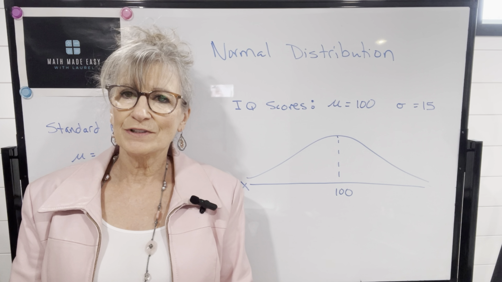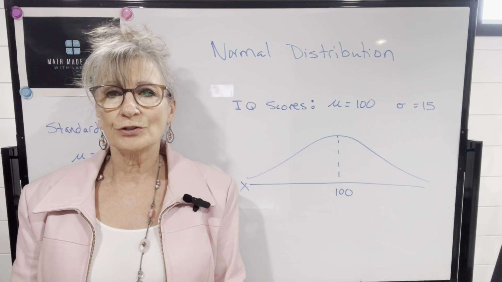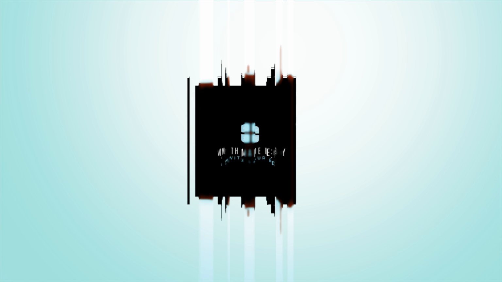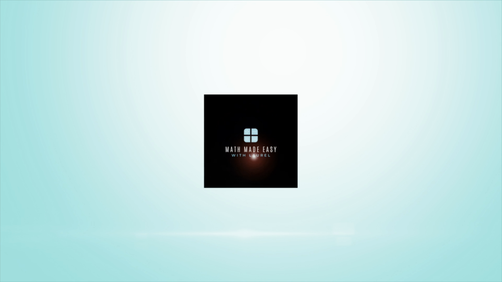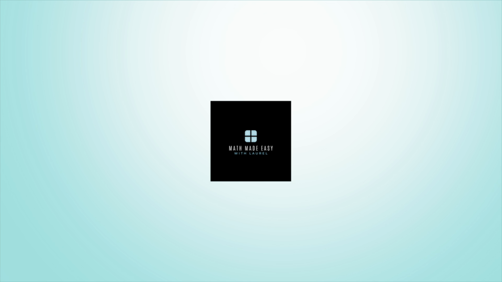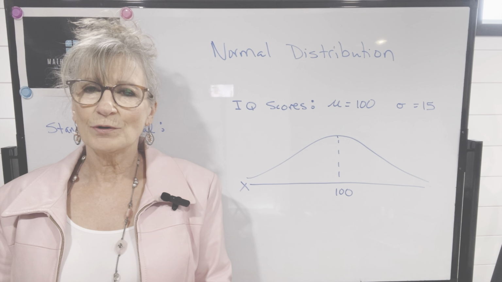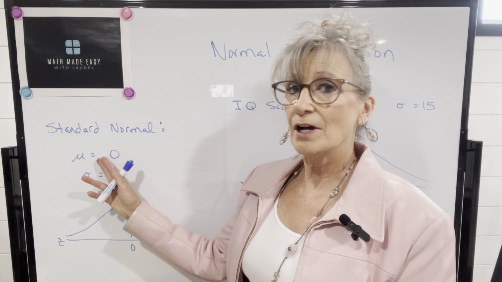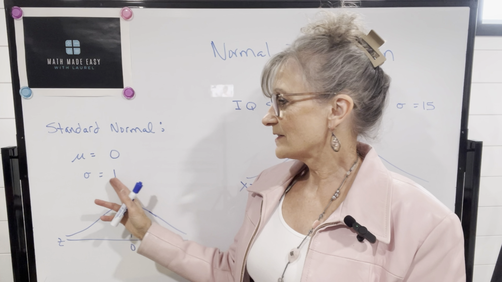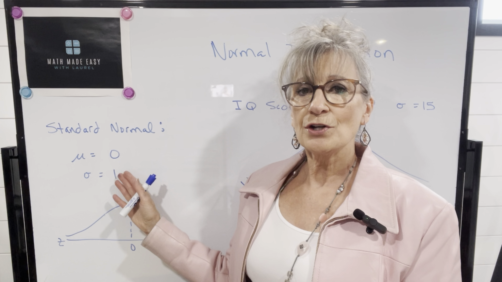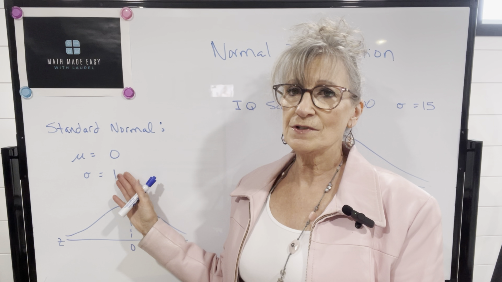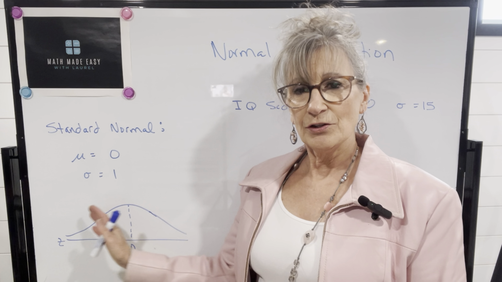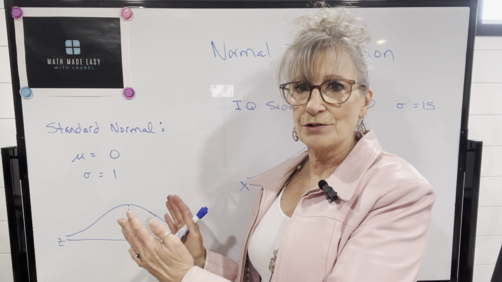I'm Laurel, and in this video we're going to talk about how to find the area under a curve for any normal distribution. In the previous video I talked about a standard normal distribution, and that's a distribution that will have a mean of 0 and a standard deviation of 1. We talked about how we can use the tables to find any area under that curve, either to the left, to the right, or between values.